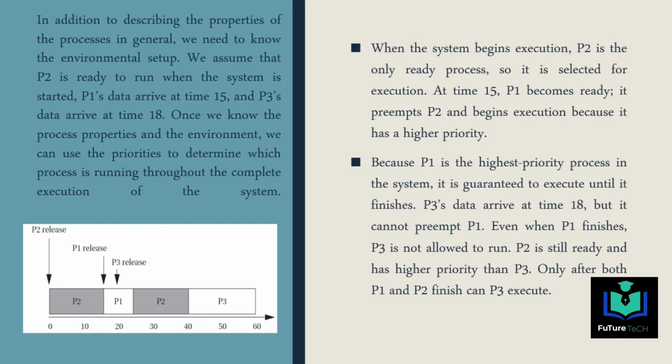So now at the time of 15, P2 is ready to execute, but at that time P1 becomes ready. So what happens? Automatically you know that P1 is given the highest priority. That means it preempts P2 and begins execution because it has the highest priority. So instead of P2, P1 is executing.